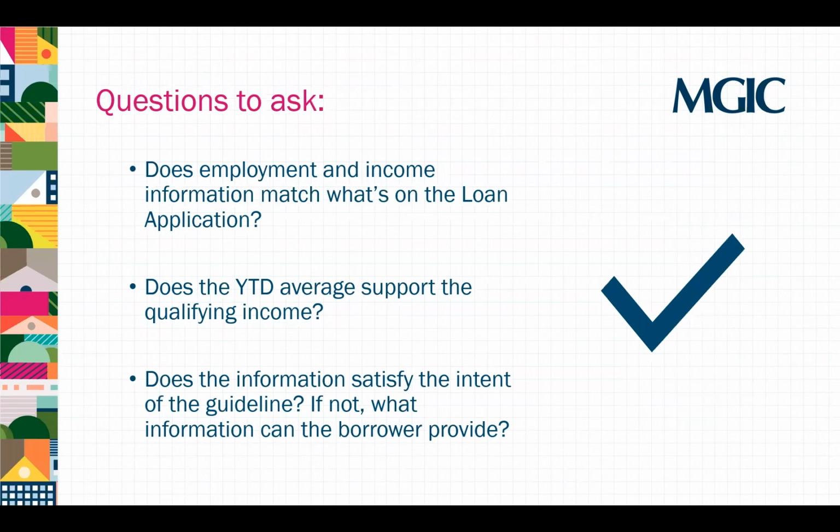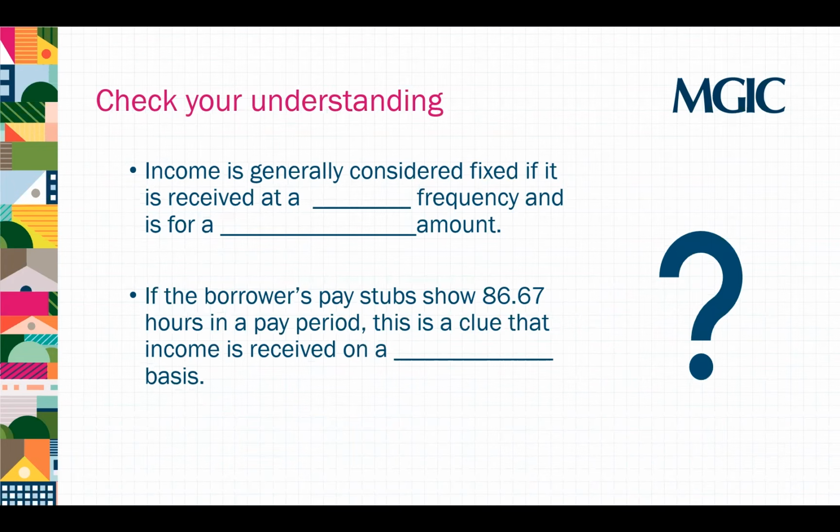Questions to ask. Does the employment and income information match what's on the loan application? Does the year-to-date average support the qualifying income? Does the information satisfy the intent of the guideline? If not, what information can the borrower provide? Take a moment to check your understanding. Do you know how these two statements should be completed?